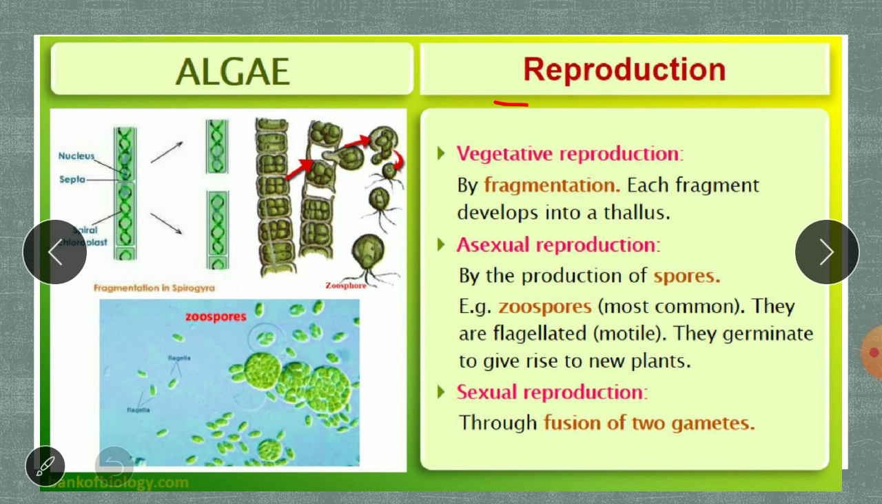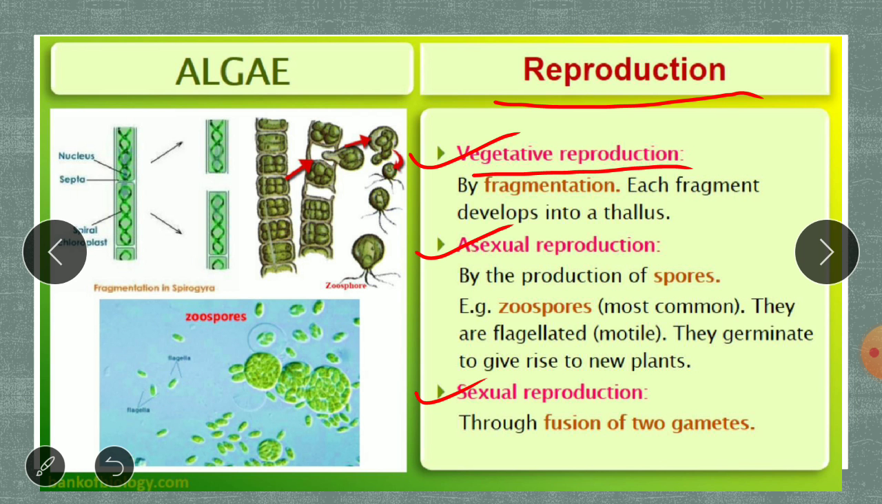Coming to the reproduction of the algae. How are the algae performing the reproduction? So here the reproduction in the algae can take place by three types: vegetative reproduction, asexual reproduction, and sexual reproduction. First one, vegetative reproduction.